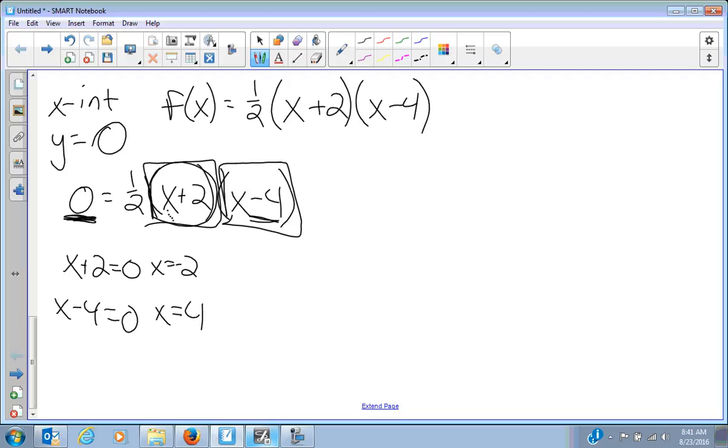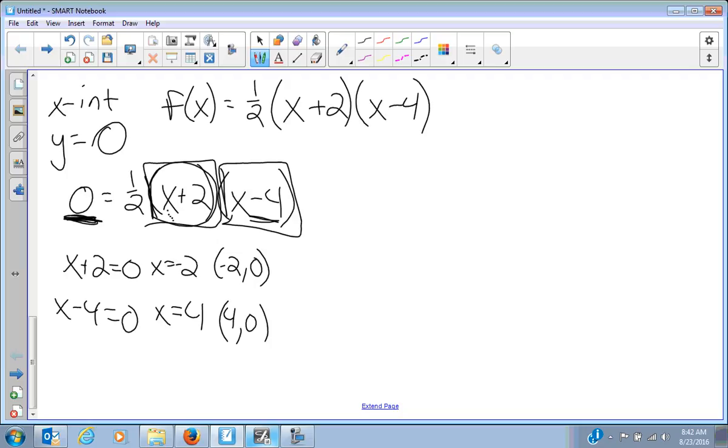Check it. If you put a -2 in here, -2 plus 2 is 0. 1/2 times 0 is 0. 0 times a -6 is 0. Did it turn the y into a 0 if I put in a -2? Does everybody see that? So what's my ordered pair from right here? -2, 0. What's my ordered pair from here? 4, 0.